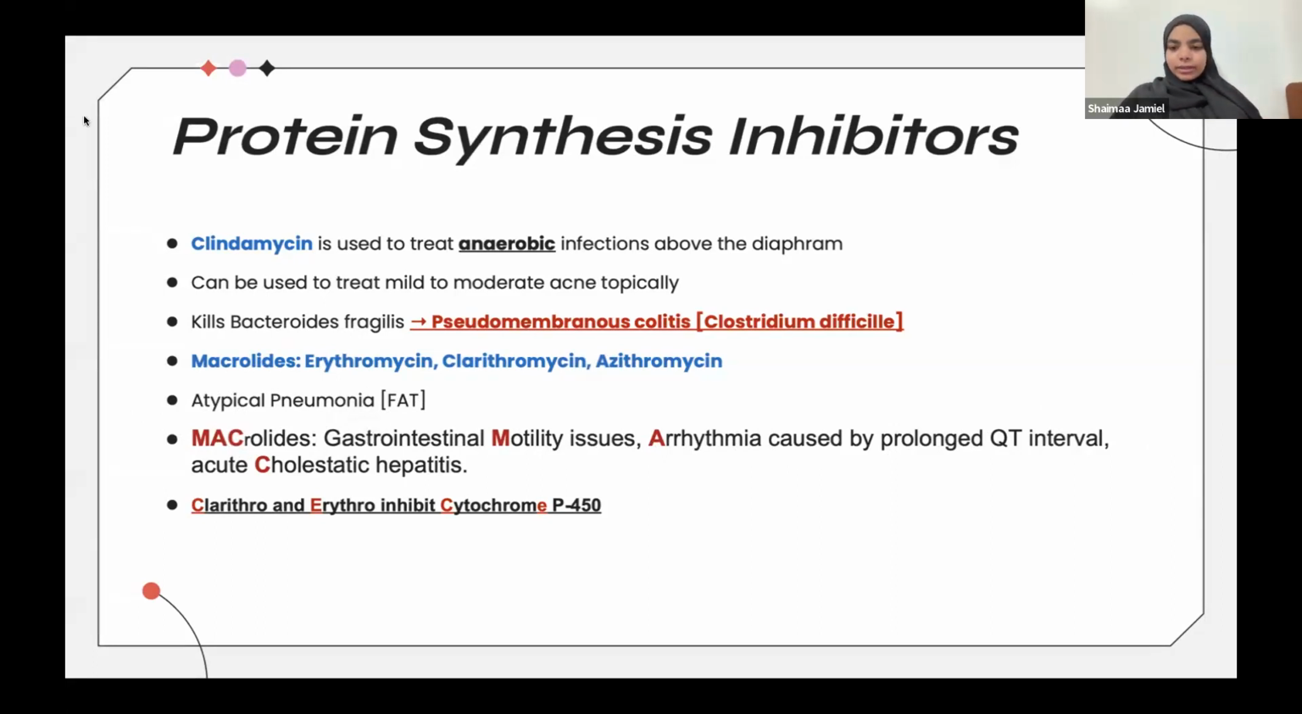And then cholestatic hepatitis and GI stuff and so on. And very important, what is this? Okay, very important is that clarithromycin and erythromycin, not azithro, only clarithro and erythro inhibit cytochrome P450, and the first letter is C and the last letter is E. I don't know how that's going to help you remember, but yeah, clarithro and erythro inhibit.